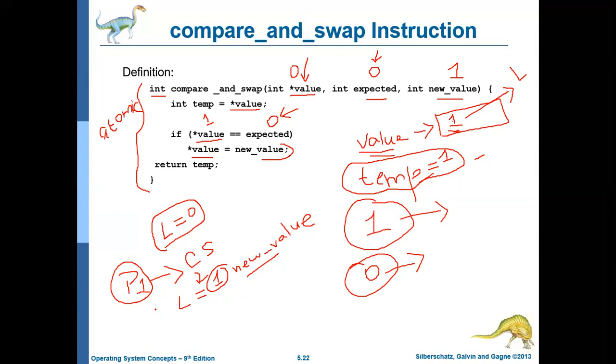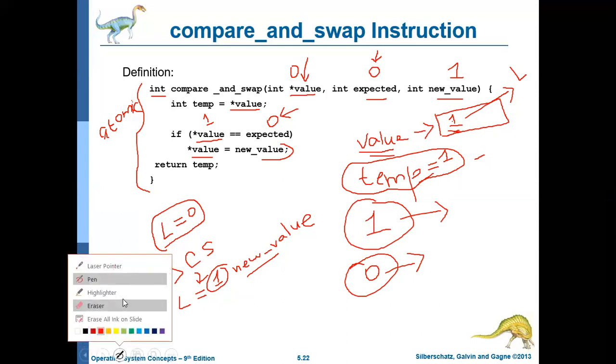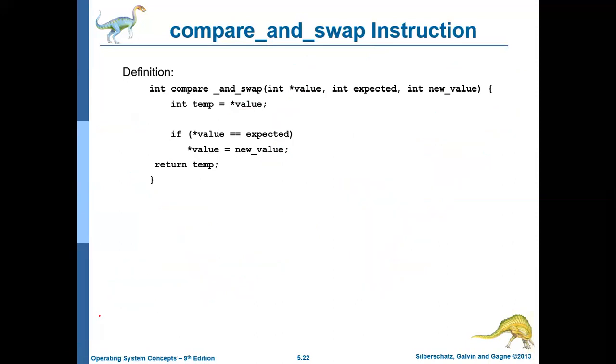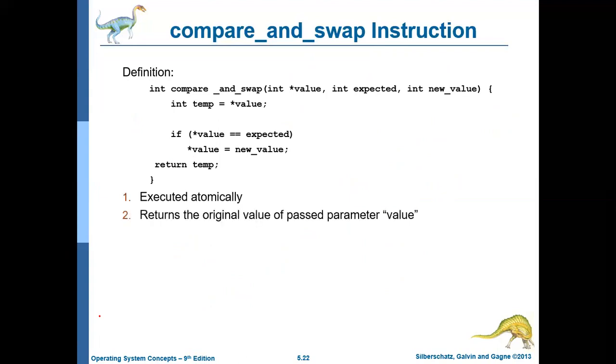So this is what this particular compare and swap atomic instruction does. Now let us see how this can be called. It executes atomically and returns the original value of the passed parameter value. But whether this part executes or not depends on the original value pointed by value. If that is 0, then this will execute. Otherwise, it won't execute.